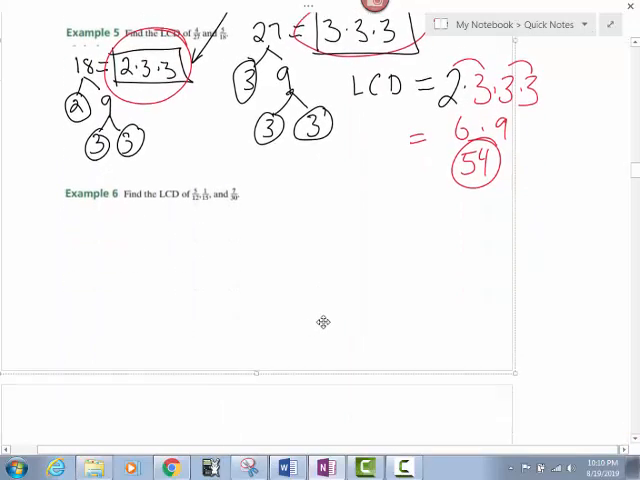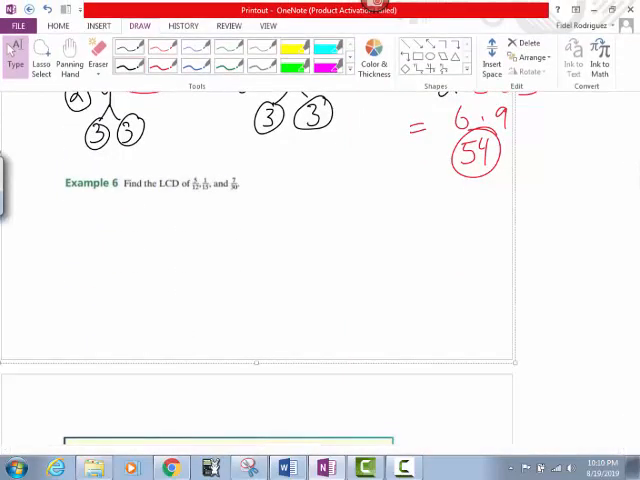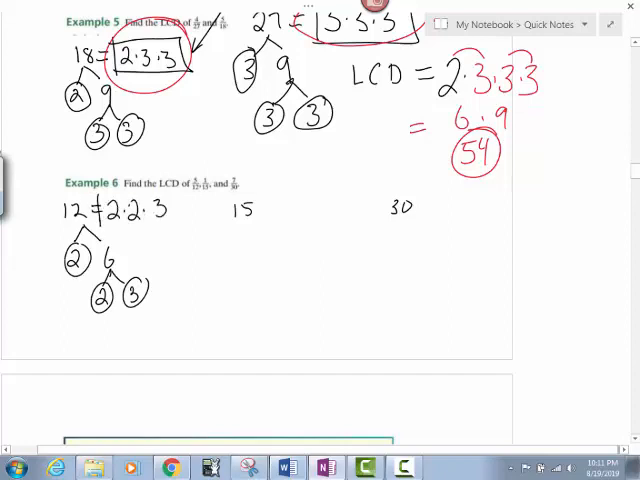So, let's see if we can do the same thing for the next one here. We're going to go ahead and break this number down completely. So we have a couple of numbers. We have 12, we have 15, and we have 30. So I know 12 is, say, 2 and 6. 6 is 2 and 3. I cannot break those numbers down, so I'm going to write 2 times 2 times 3. I'm going to put that in the box.